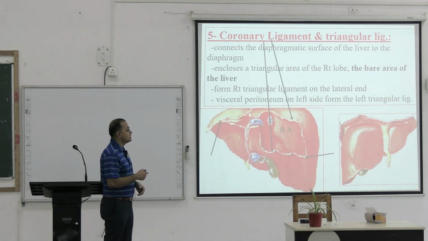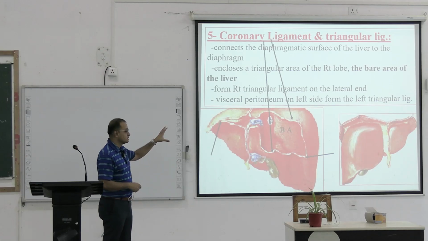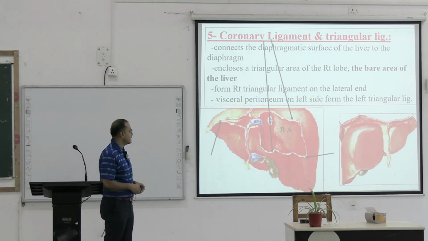Moving on, we have the right coronary and left coronary ligaments holding this space, which we call the bare area of the liver. We understand the significance of it. The bare area is the non-peritoneal surface of the liver, and if you have any visceral impressions on the right side, the bare area is related to the right suprarenal gland.